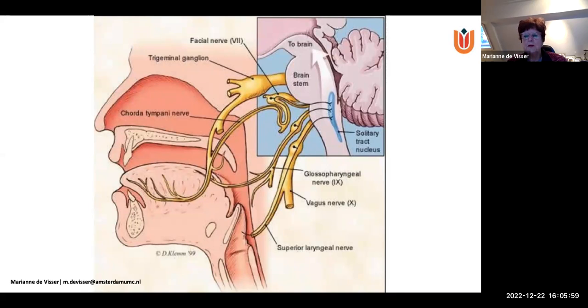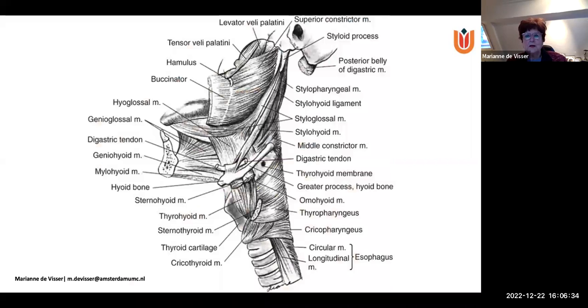The primary nerves involved include the mandibular branch of the trigeminal nerve, the glossopharyngeal nerve, the vagus, and the hypoglossal nerve. In addition, the ansa cervicalis, which is part of the plexus cervicalis, and the recurrent laryngeal nerves. Pharyngeal sensation is achieved chiefly via the glossopharyngeal nerve, and the upper esophagus is innervated by the vagal nerve. Swallowing is a highly regulated and coordinated physiological act, and this slide shows the numerous muscles which are involved.